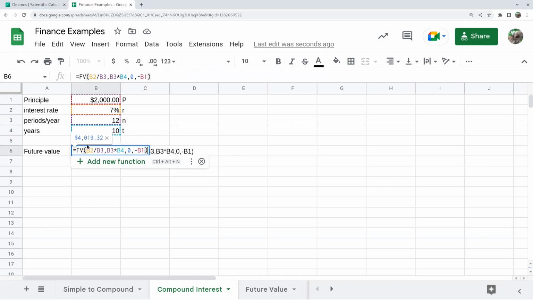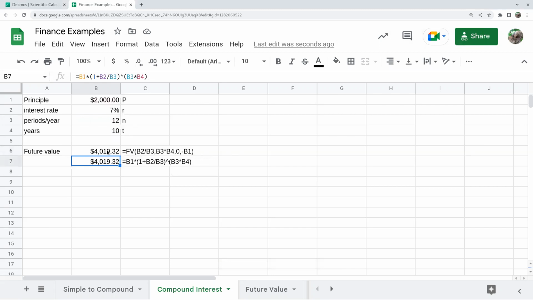So the first one, I used the future value formula, and it wants the periodic rate, so that's always R over N. Then it wants the total number of periods that are going to go by. That's always N times T, 120 here. Next number is the regular payment. Like if we were putting in $100 a month, we would put 100 there. We're not making payments here. We're just making this initial investment, that principal of 2,000, and we make it a negative. And that makes the future value positive.